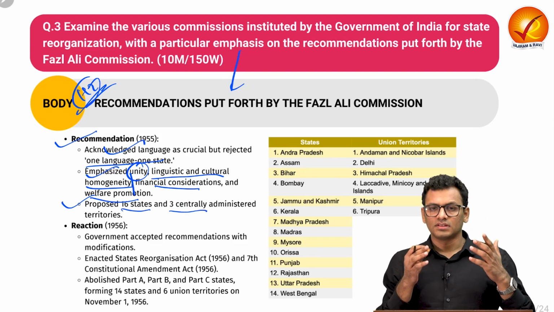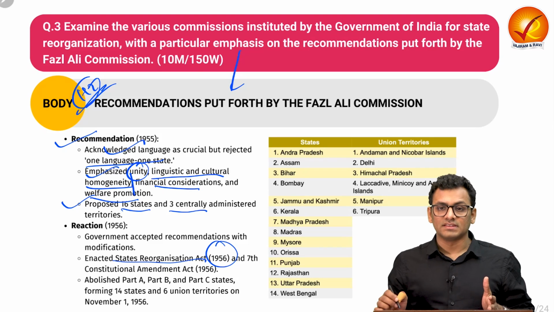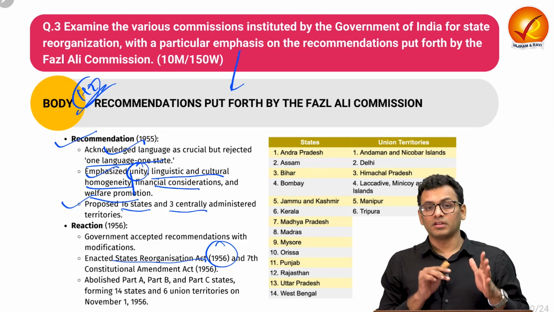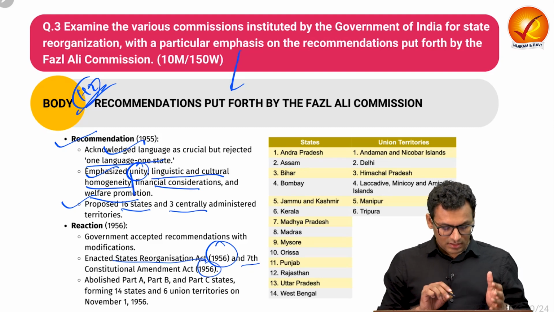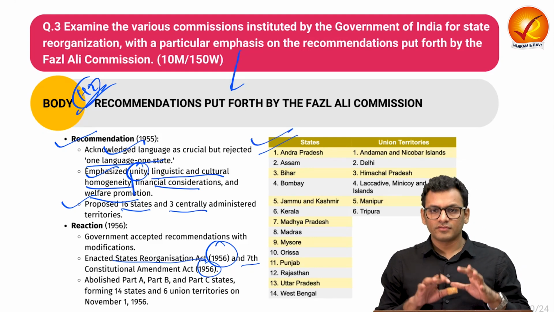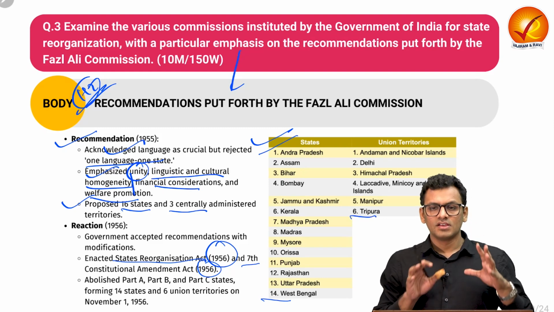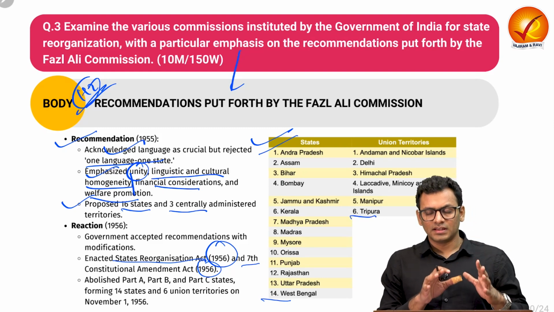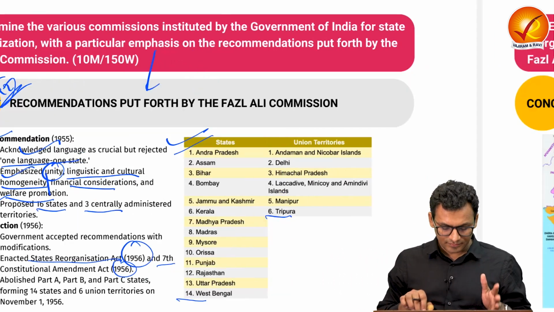Now, in reaction to this committee's recommendation, the government enacted the States Reorganisation Act of 1956, and at the same time, it amended the Constitution, that was the 7th Constitutional Amendment Act in 1956, which abolished the 4-part segregation and led to a different kind of structure where we had 14 states and 6 union territories. So this was the recommendation and its reaction by the government with respect to state reorganization.